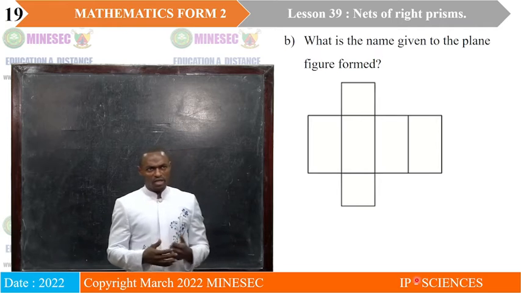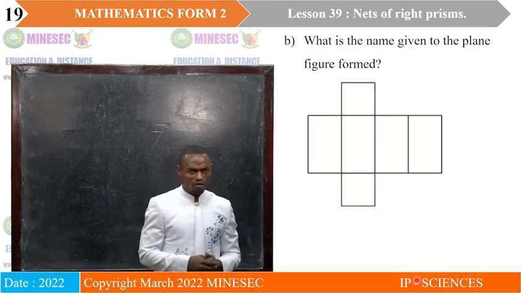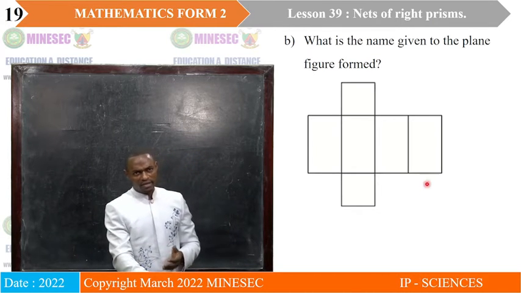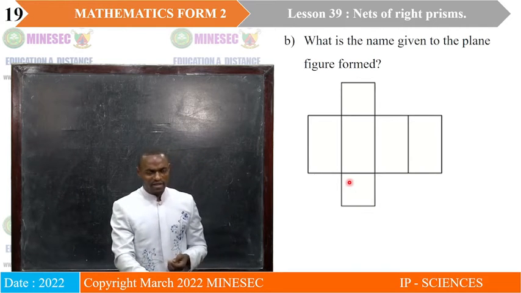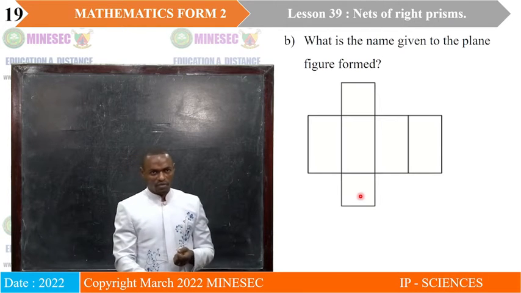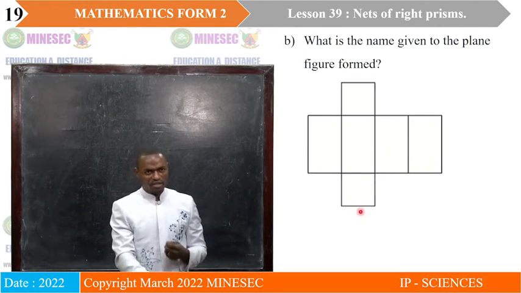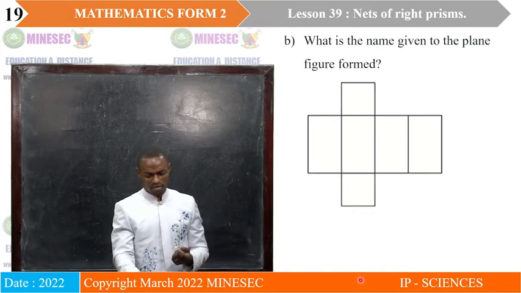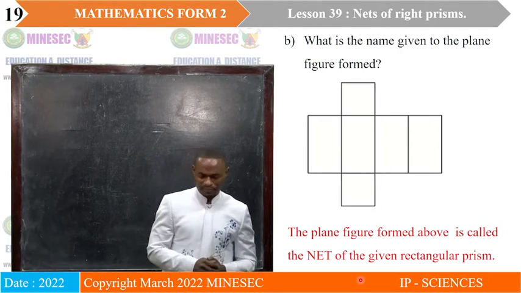B, what is the name given to the plane figure formed? Now, looking at this plane figure, this is it. You see that the plane figure is formed from a cuboid. And then when you open the cuboid and display it, we obtain what we have as displayed. Therefore, since this plane figure is formed from the cuboid, we say that this plane figure is the net of a cuboid or the net of a rectangular prism.